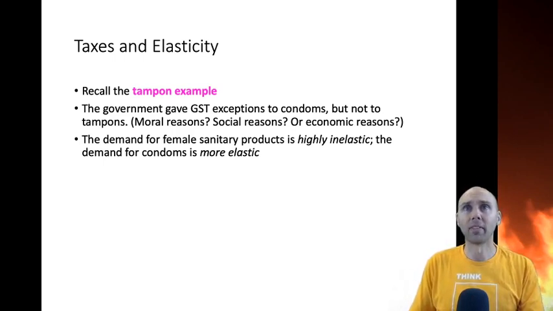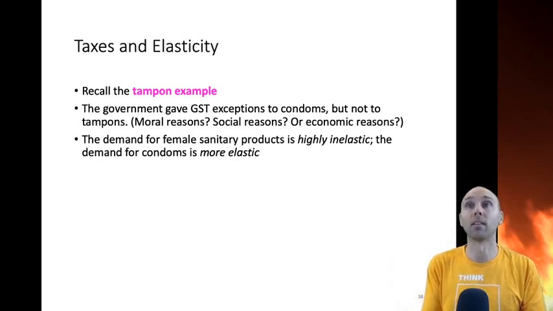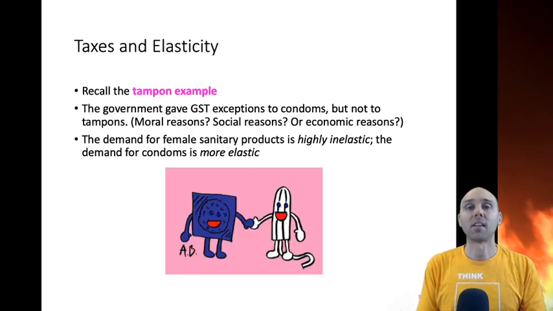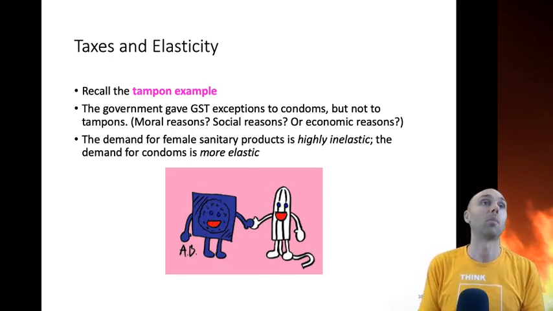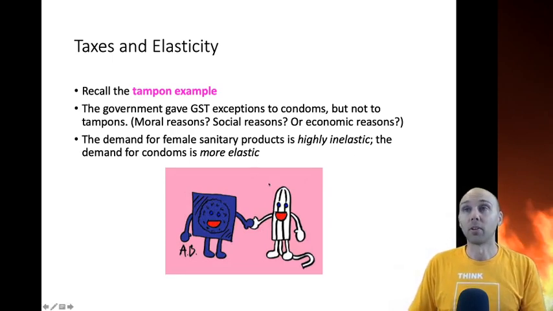A terrible pun that the demand for condoms is more elastic, but realistically it is more elastic. There are more substitutes than for female sanitary items. And that meant that there were chances for the government to actually earn more tax revenue by taxing tampons than for these other goods. And yes, believe it or not, I found this cartoon online. It does actually exist. I have no idea what the connection is.